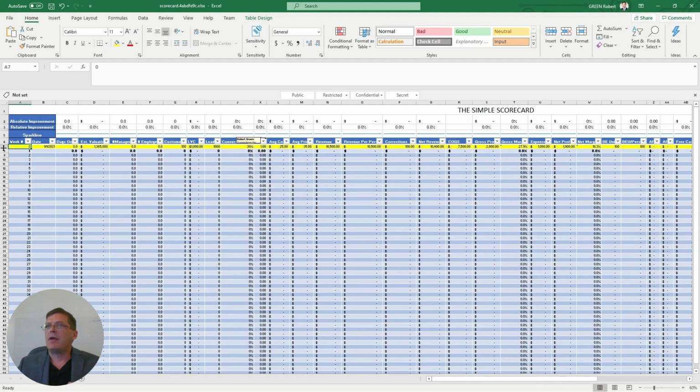So bear with me. This will take a few minutes, but the very first column that we're going to enter any data in is in column B. This is the date column. This is the date that you're going to start capturing data, or that you start capturing data.